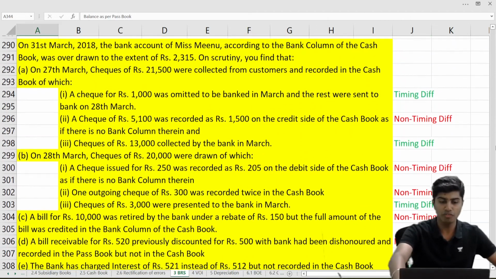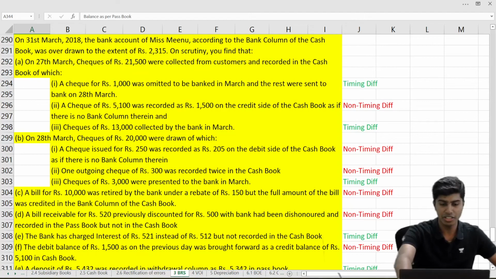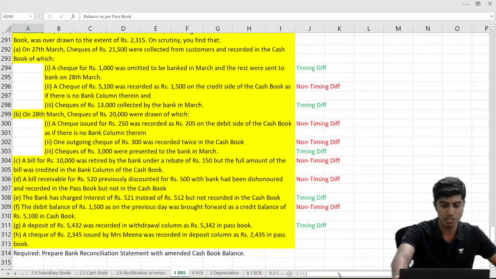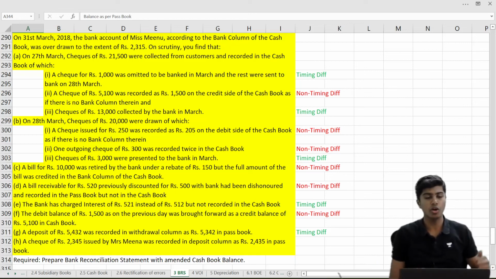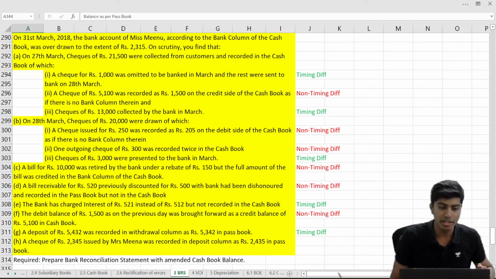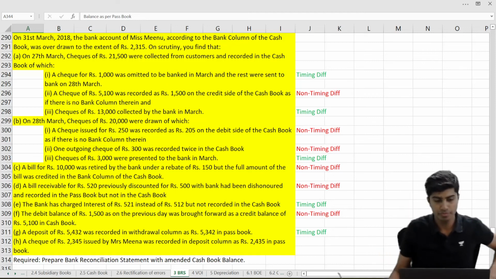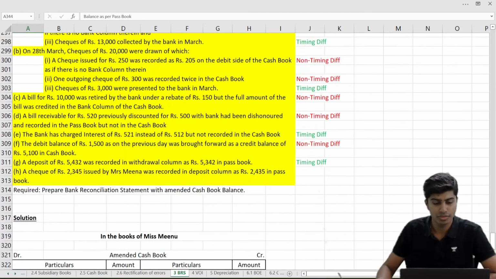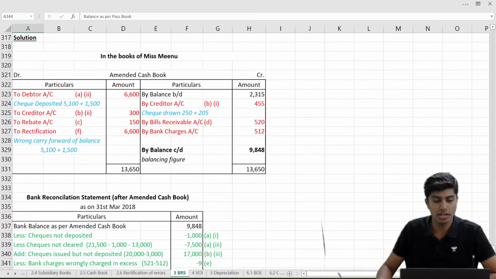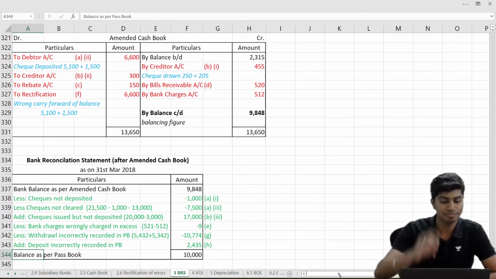I would show the question for a brief moment for those of you who want to take a screenshot. It's a very interesting question. You guys can take a screenshot of this question. If you guys do want access to this Excel sheet, you can drop in a message to me and I'll be more than happy to share this file with answers to you all. So here you go. This is the question that we just discussed. Here is our amended cash book and BRS for this question.